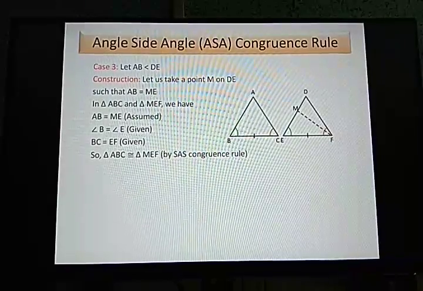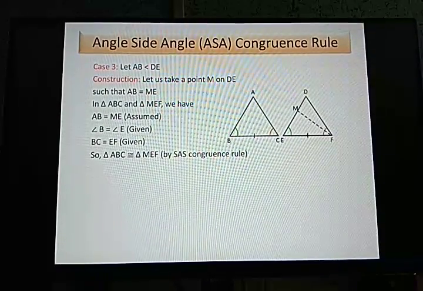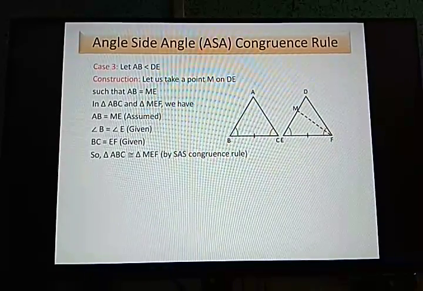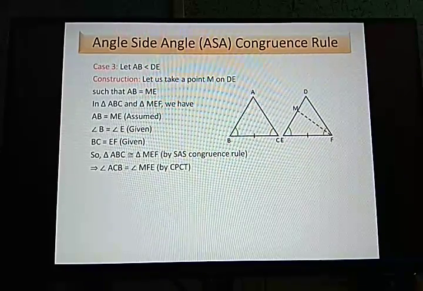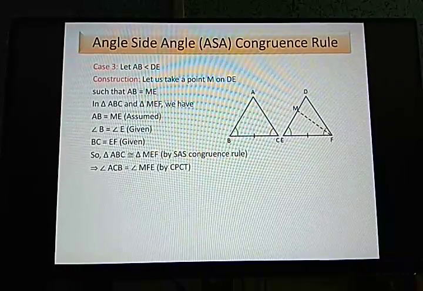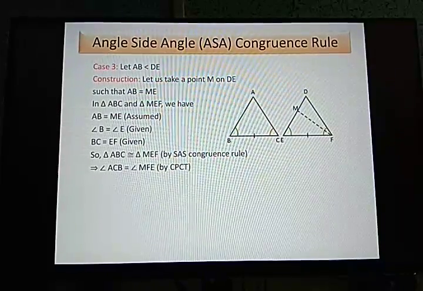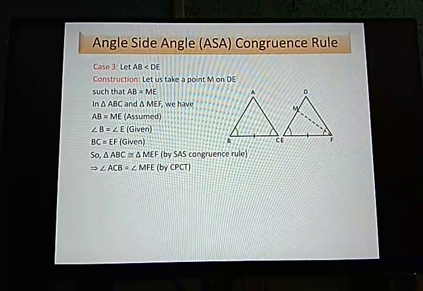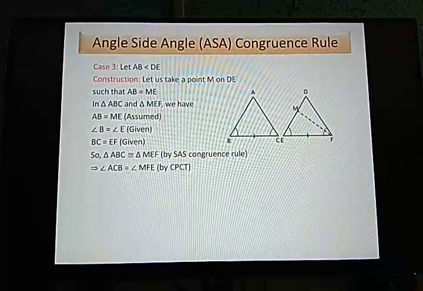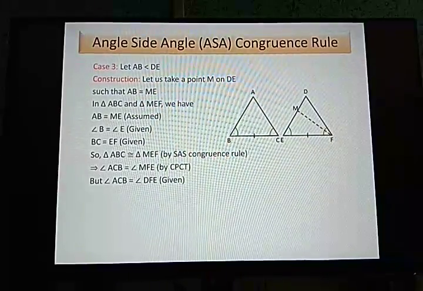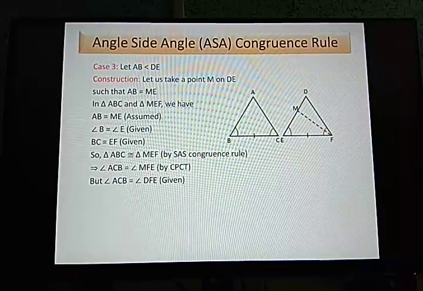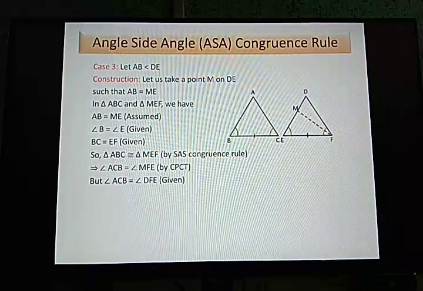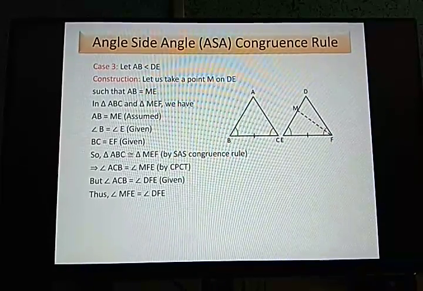But is this our main task? No. Again, here also our main task is to show that triangle ABC is congruent to triangle DEF. So similar to case 2, since triangle ABC and triangle MEF are congruent, their corresponding parts will also be equal. That is, angle ACB is equal to angle MFE. But again, angle ACB is equal to angle DFE, as we already got earlier. So what can we conclude from these two equations? We can conclude that angle MFE will be equal to angle DFE.